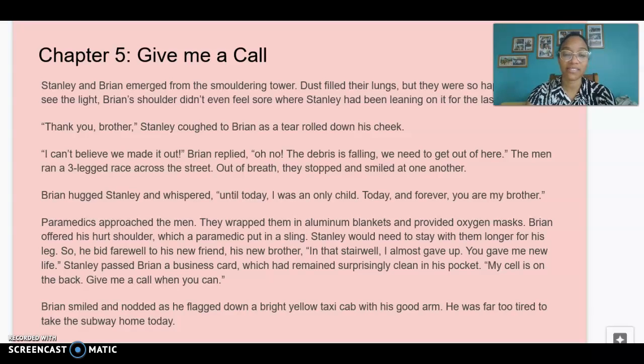Stanley passed Brian a business card, which had remained surprisingly clean in his pocket. "My cell is on the back. Give me a call when you can." Brian smiled and nodded as he flagged down a bright yellow taxi cab with his good arm. He was far too tired to take the subway home today.